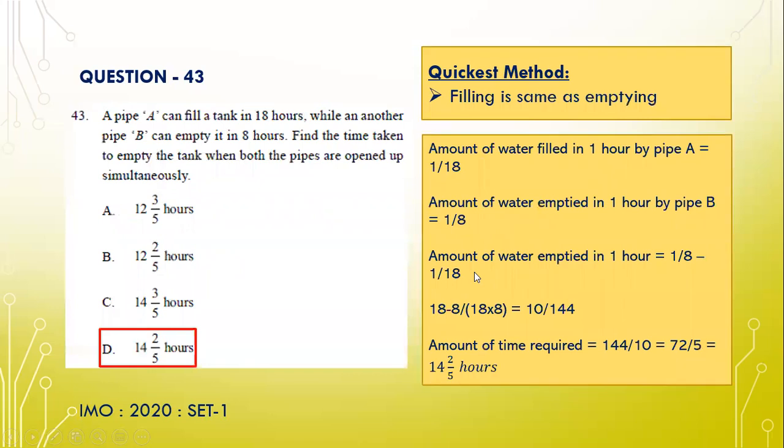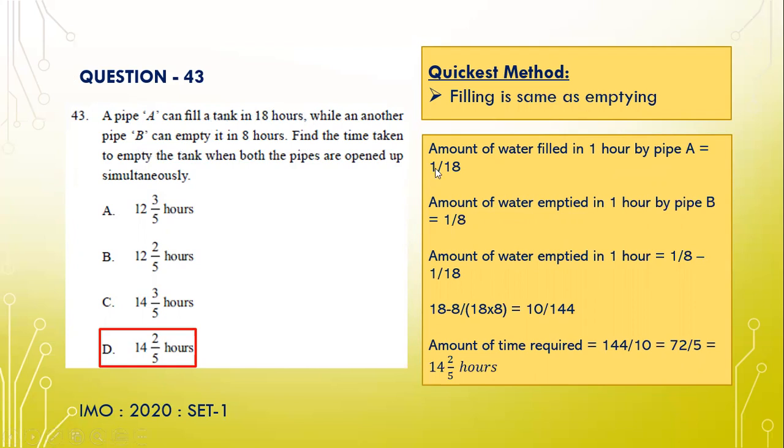A pipe A can fill a tank in 18 hours, while another pipe B can empty it in 8 hours. Find the time taken to empty the tank when both pipes are opened simultaneously. So pipe A is filling the tank, and pipe B is emptying the tank. The amount of water filled in 1 hour by pipe A is 1 upon 18, because it can fill the tank in 18 hours.